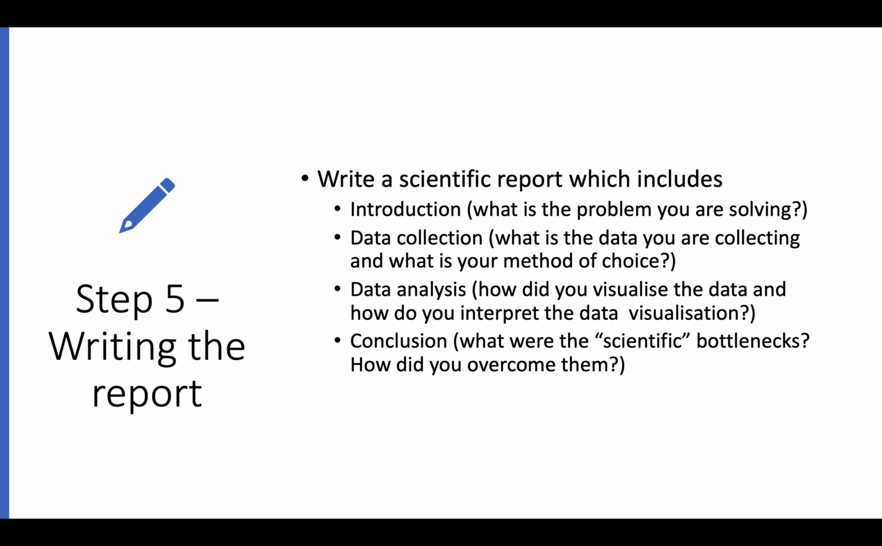And finally, what were the scientific bottlenecks? Meaning, what issues did you have that you needed to solve to get the best outcome that you got, and how did you overcome them. Put them in a written report and upload it to a Moodle page to be reviewed after the deadline. I don't give you any specific length, but it shouldn't be less than 1 page at least if you include all this information. So this is what you need to do for step 5, writing the report.